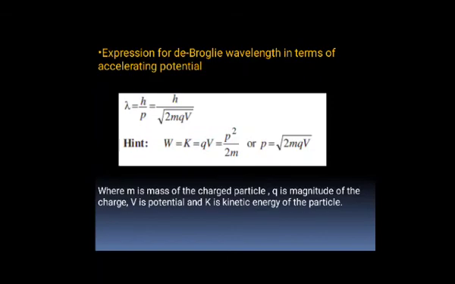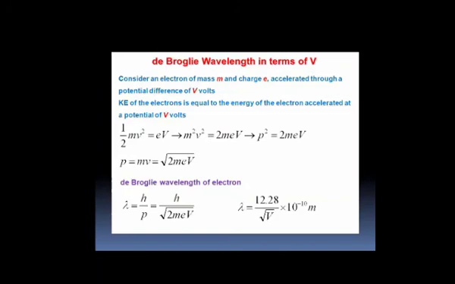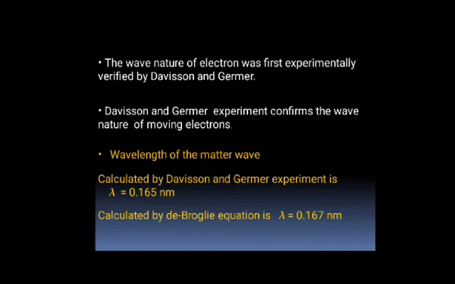Here the magnitude of the charge we have considered as q. If that charge is an electron, then this expression takes the form lambda is equal to h divided by square root of 2meV. Instead of q, you have to write e, the charge of the electron. So these are different forms of de Broglie wavelength. You can expect a 1 mark question here. So try to remember the different forms, as it will also help us to solve problems.